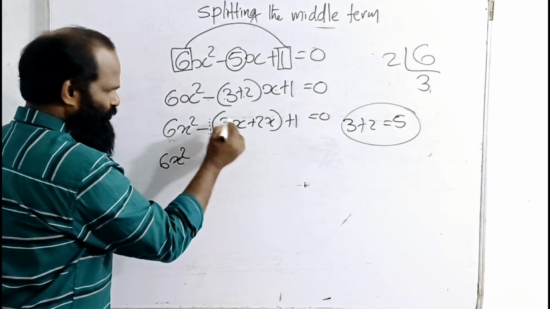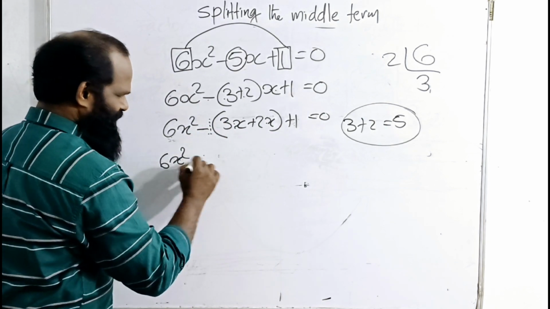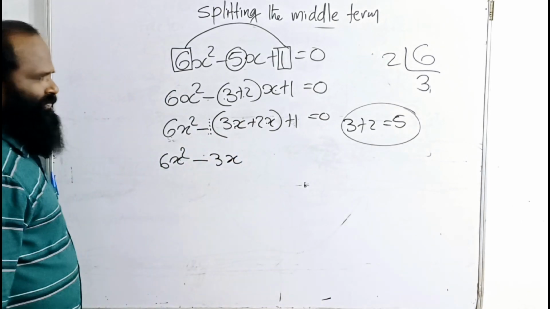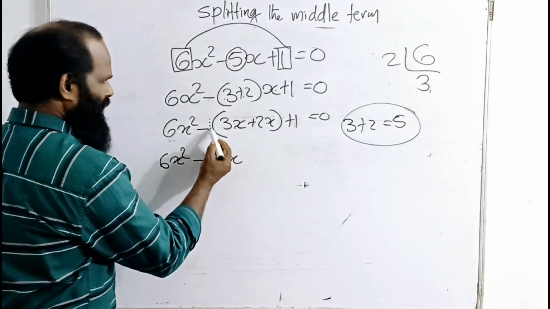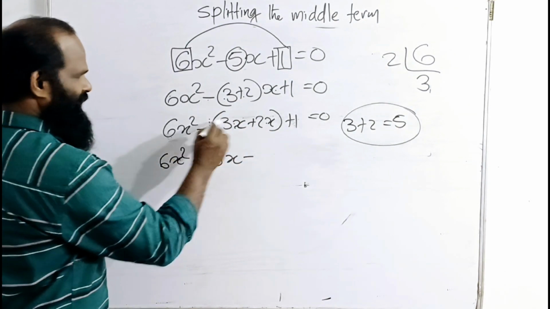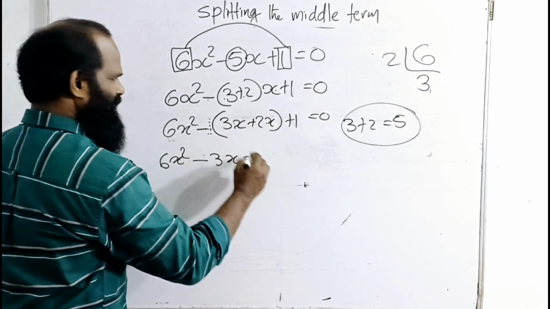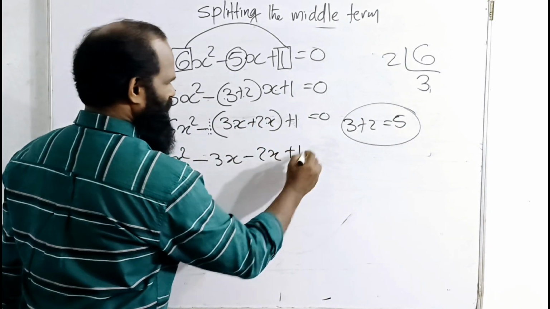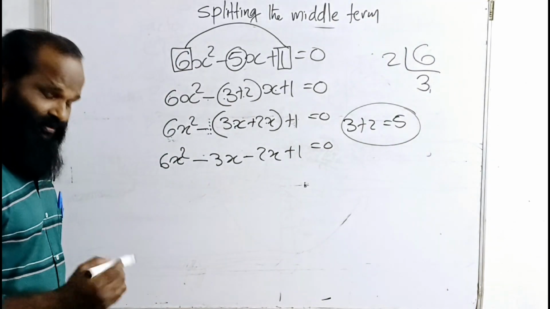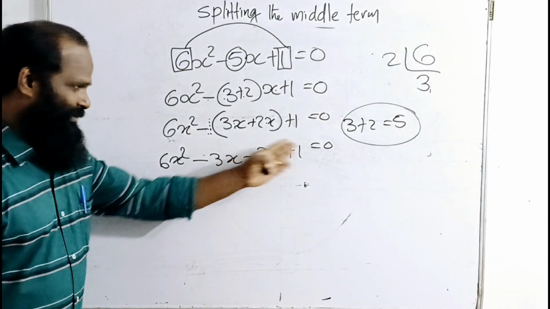Negative 1 into positive 3. Negative into positive is negative. 1 into 3, 3x. Again, negative 1 into positive 3. Sorry, positive 2. Negative into positive is negative. 1 into 2x, 2x. Plus 1 is equal to 0. Time for factorization because there are 4 terms.